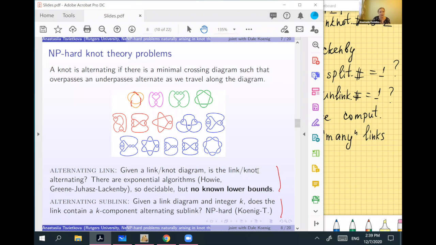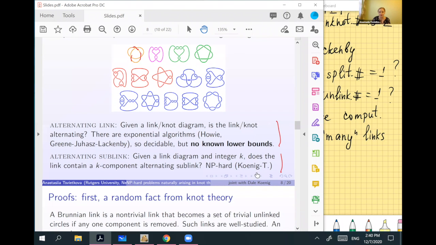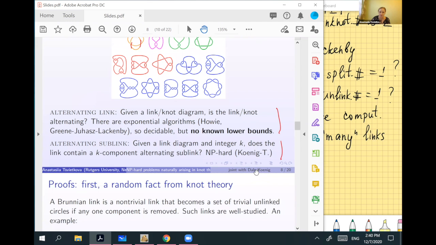And before I go and try to show you some ideas for the proofs, feel free to ask me any questions on all this. At least by now, hopefully you know what problems I'm talking about.